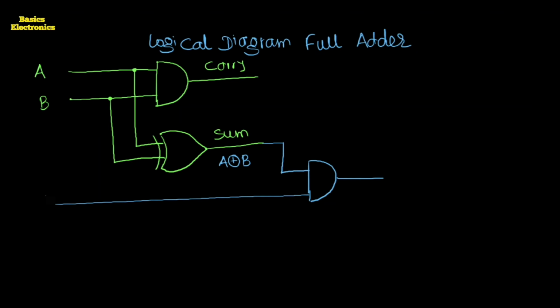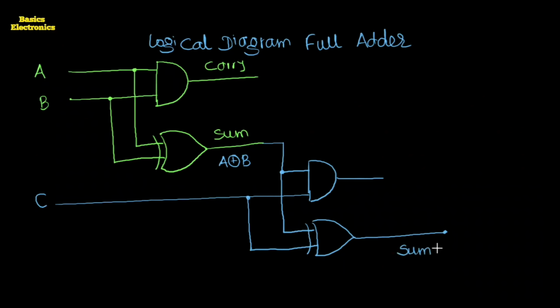Okay, then here the C input. Here one more XOR gate we require, and that XOR gate again has two inputs. Okay, so here I am going to connect A XOR B as input to the second XOR gate, and the second input for this XOR gate is the C input. So here I am going to apply the C input. Now the output of this XOR gate is the final sum output, and that final sum output is Y equals A XOR B XOR C.